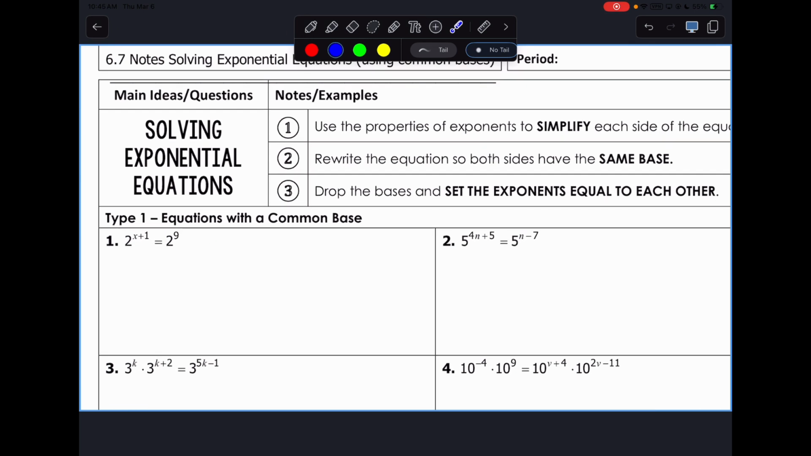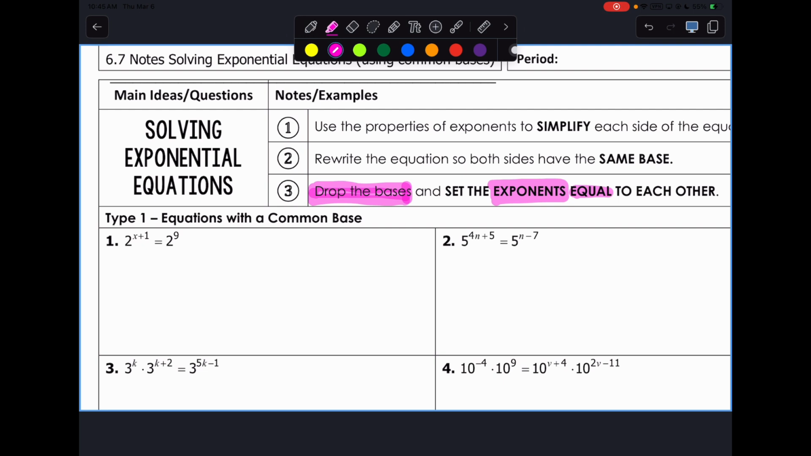Then you get to drop the bases. That's the best part right here. You get to drop the bases because they're identical. Then you're going to set the exponents only equal to each other and solve. So let's take a look.